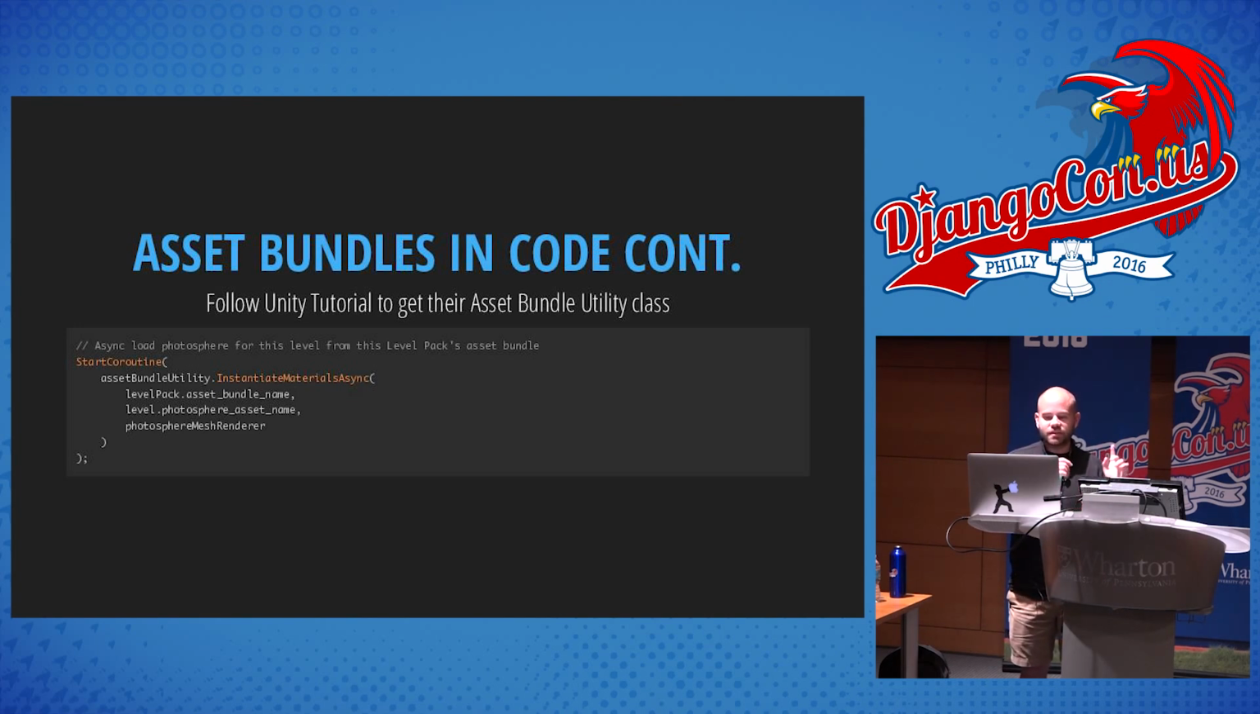So here we just give it the asset bundle name of the level pack. We give it the name of the photosphere asset itself. That might be like Dino War photosphere. And then the actual renderer that we're using in our current scene that we're loading.